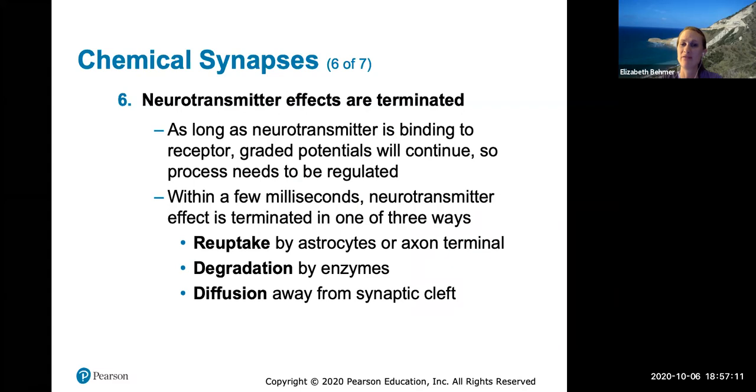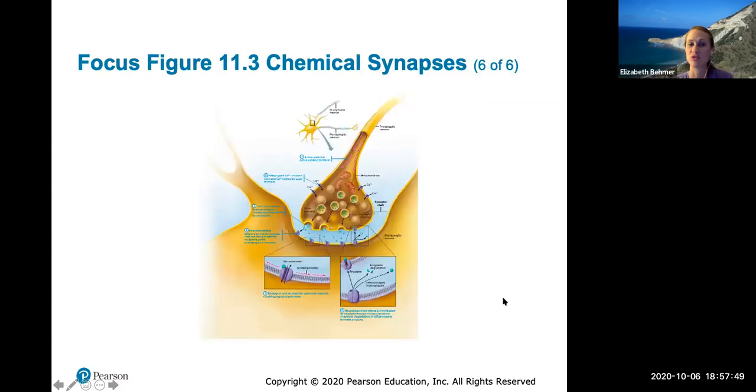The neurotransmitter effects are eventually terminated. So we don't want the neurotransmitter to be constantly received at the postsynaptic cell. As long as the neurotransmitter is binding to the receptor, graded potentials will continue to fire. So that means that the postsynaptic neuron will continue to be stimulated because sodium will be rushing into it. Within a few milliseconds, the neurotransmitter will be terminated by reuptake by astrocytes, degradation by specific enzymes, or diffusion away from the synaptic cleft. So this process is very well controlled.